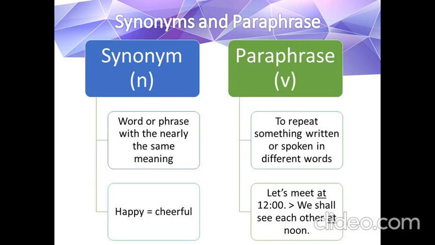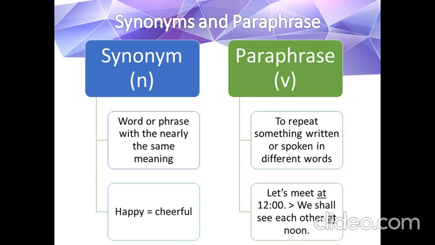Okay, so the final part of our presentation is learning synonyms and learning paraphrasings. So I divided this notion into 2 sections, as you see here. Synonym and paraphrasing are quite similar in sense, but quite different in usage. For example, synonyms are usually nouns. There can be adjectives and verbs as well, but most of the time nouns. A synonym is a word or phrase with nearly the same meaning, for example, happy and cheerful. They have almost the same meaning.